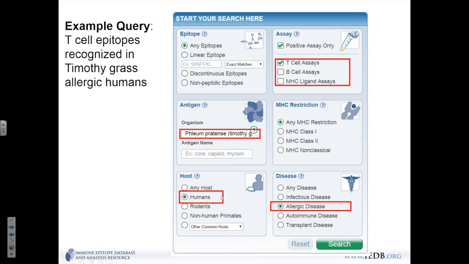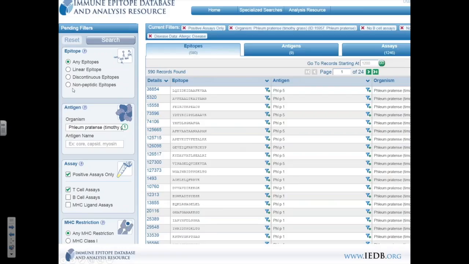So the antigen here is always linked to the disease, so this actually specifically queries for people who have an allergy to Timothy grass. Then you do that and you run your query results. What you get here, we're kind of operating like a travel website. You do an initial limit to your results, and then those are displayed here, but you can further narrow those down, and I'll show some of that later.